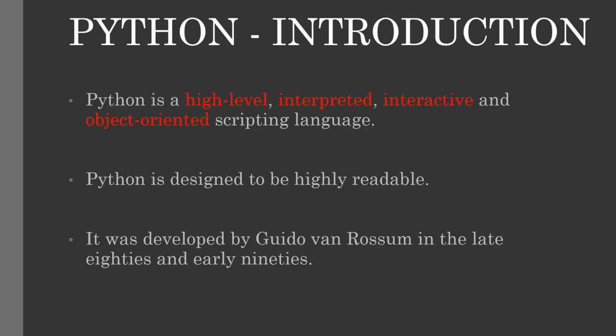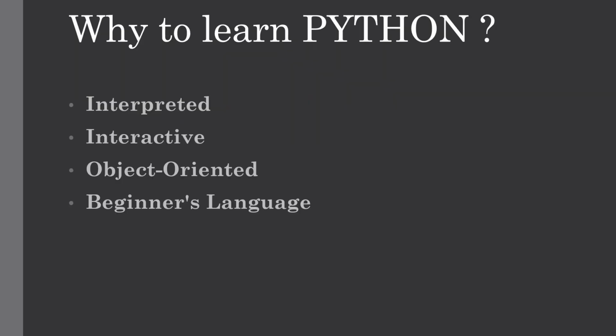Python was developed by Guido van Rossum in the late 80s and early 90s at the National Research Institute for Mathematics and Computer Science in the Netherlands. It is derived from many other languages including ABC, Modula-3, C, C++, Smalltalk and Unix shell and other scripting languages. So you might ask why we have to learn Python or why it is so popular.